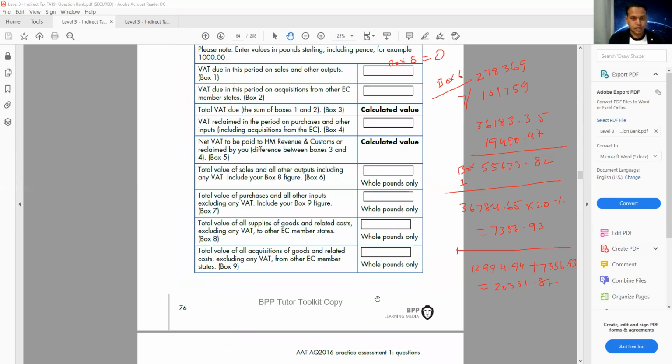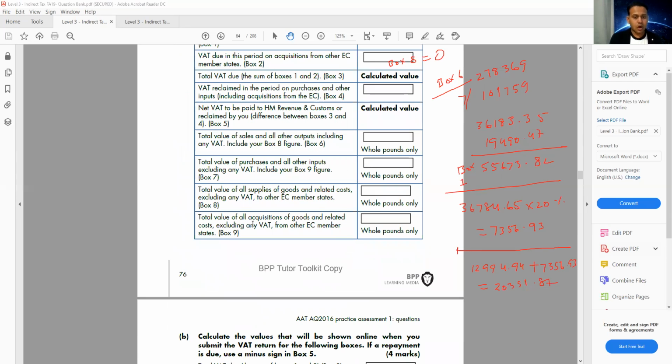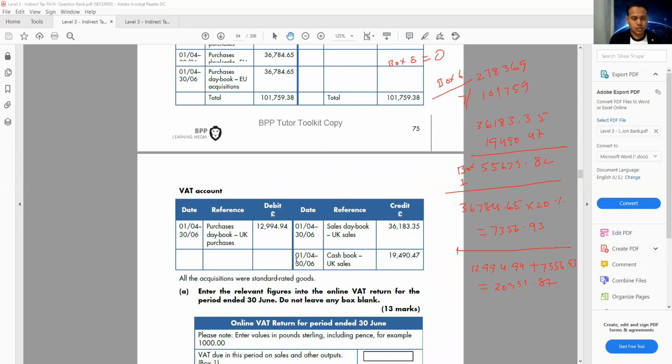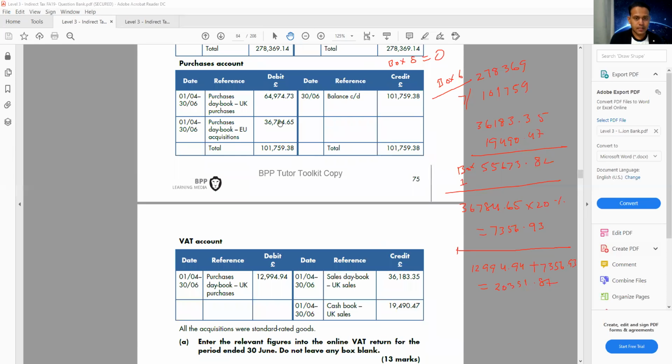All right, then box number 9, the total value of all acquisitions of goods related to cost excluding VAT from EC. So they're talking about EC now. How much is the total acquisition from EC? That is 86,007. All right, thank you, Tithra.